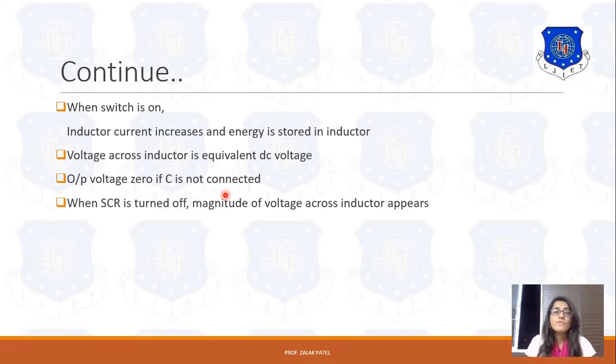Now what happens when the SCR is turned off? When the SCR is turned off, the magnitude of voltage across the inductor appears, and at that time the total voltage is the original voltage E plus the voltage across the inductor, that is L di by dt. So you can say that at the off time of the SCR, or when the switch is off, the total voltage is basically the source voltage plus the voltage across the inductor, that is L di by dt.